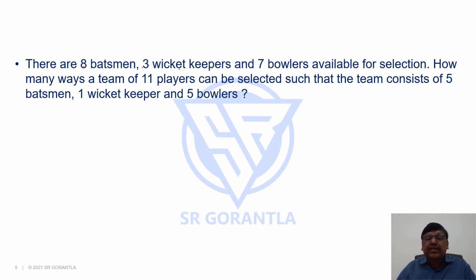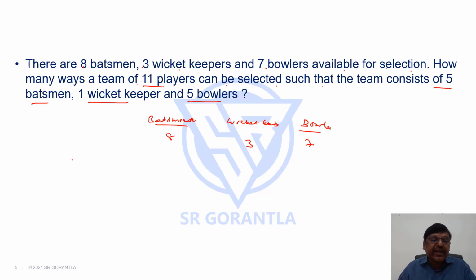There are 8 batsmen, 3 wicket keepers and 7 bowlers available for selection. How many ways can a team of 11 players be selected such that the team consists of 5 batsmen, 1 wicket keeper and 5 bowlers? We have how many batsmen here? 8 batsmen, and we have wicket keepers, 3, and we have bowlers, 7, and we need to select how many people? 11 people. But what should be the composition? There should be 5 batsmen, 1 wicket keeper and 5 bowlers.